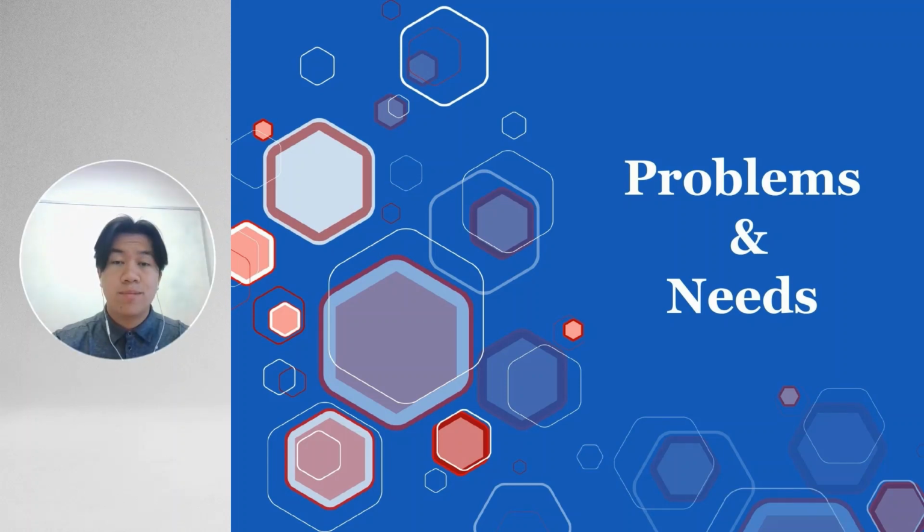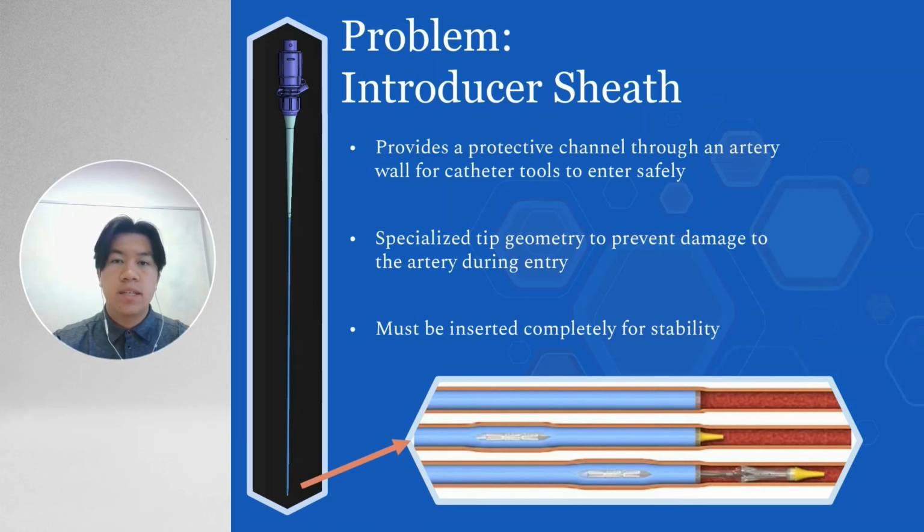So what are the problems and needs associated with TAVR alternative access? The problems stem from the introducer sheath, a vital component to the TAVR system, which creates a protective barrier through the artery wall for the catheter tools to enter and traverse safely. Furthermore, the sheath has a specialized tip to prevent damage during entry. Unfortunately, the sheath must be inserted completely to ensure security and stability, but this cannot be done during alternative access.